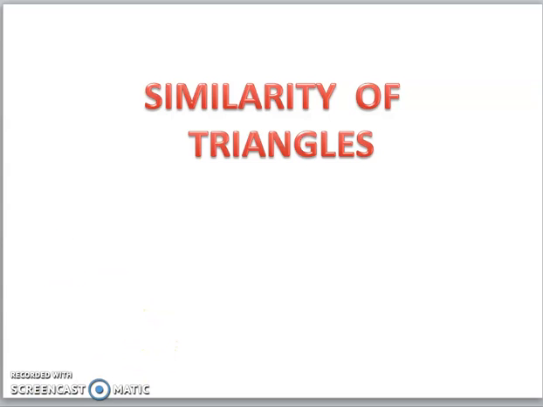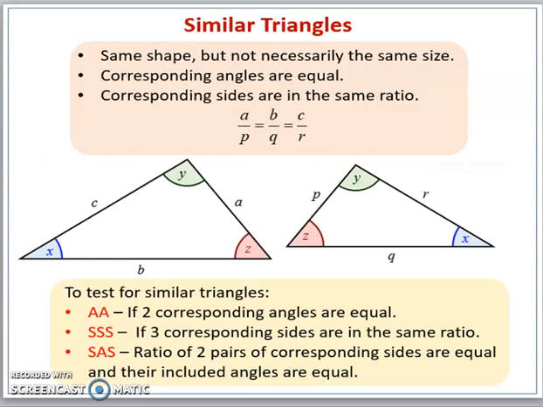Similarity of triangles. Now, when are two triangles said to be similar? When they have the same shape but not necessarily the same size, which means their corresponding angles have to be equal and their corresponding sides have to be in the same ratio, or they have to be proportional.